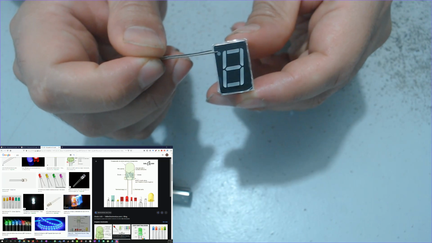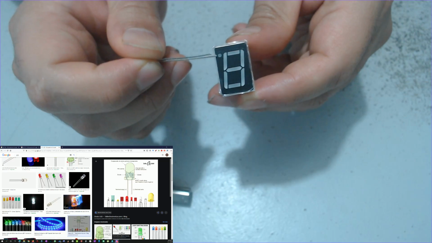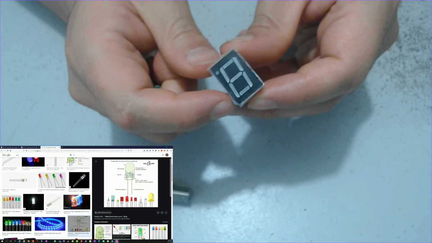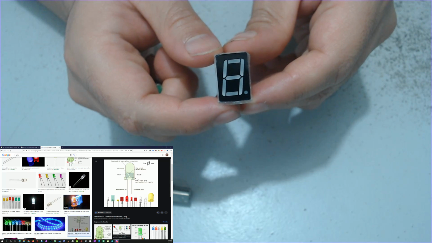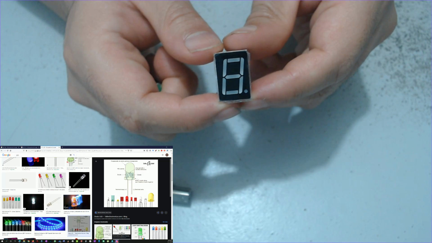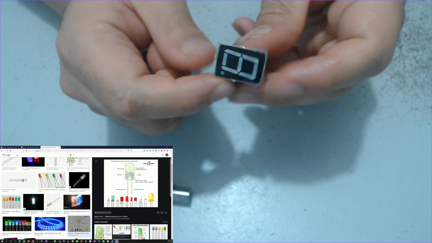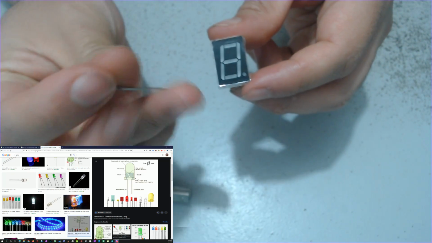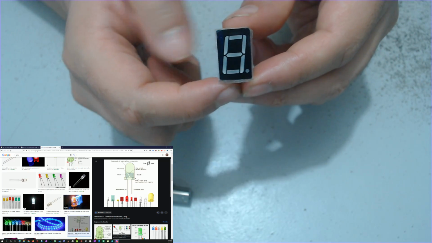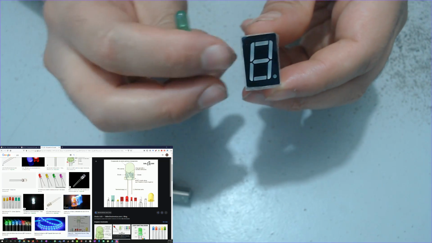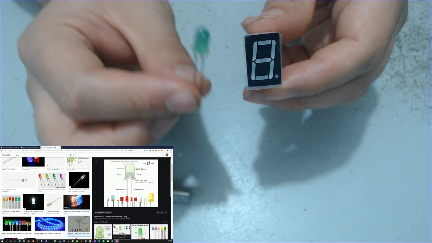This dot can be used to represent decimal values, but also we use this to identify the proper orientation of the element. It's not the same to display the symbol like this and like this. So thanks to this little one we are able to identify the proper orientation. So inside of this we got 8 LEDs like this.